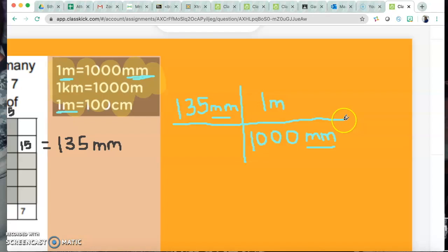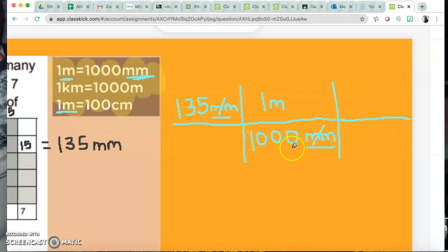Okay? But I'm still not done. If I stopped right here, my answer would be in meters because my 2 millimeters cancel each other out. So then my answer would be in meters. But that's not what we want. We want our answer in centimeters. So we need to do another post.